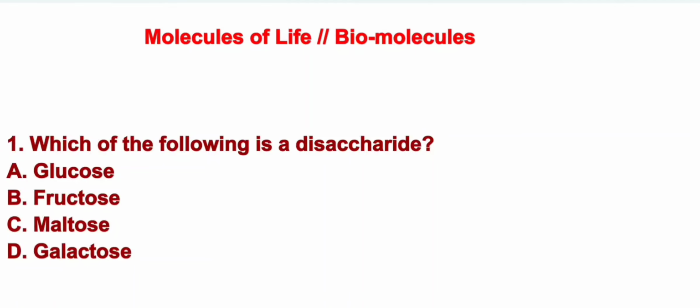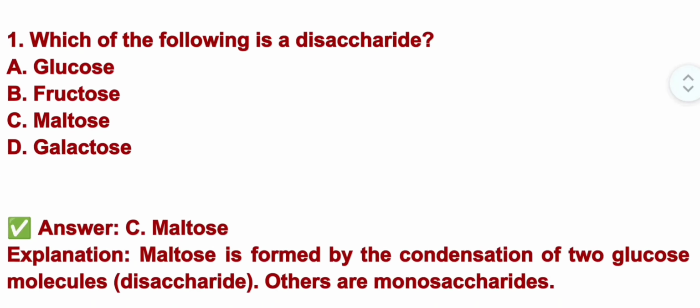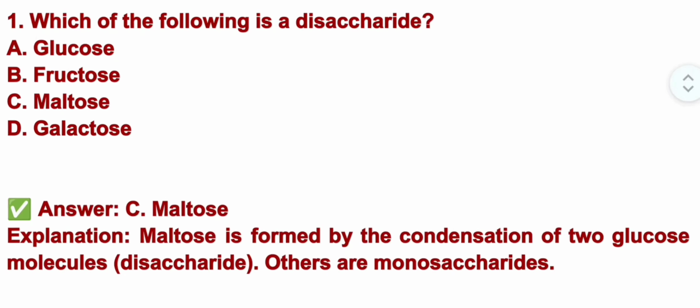Molecules of life, biomolecules. Important MCQ. Question number 1. Which of the following is a disaccharide? The correct option is option C. Maltose. Maltose is formed by the condensation of two glucose molecules, which is a disaccharide. Others are monosaccharides.